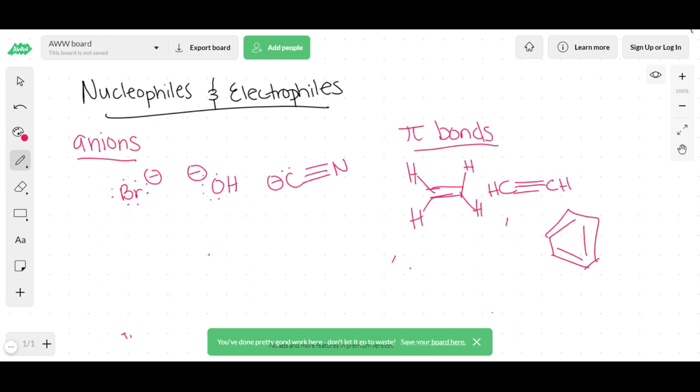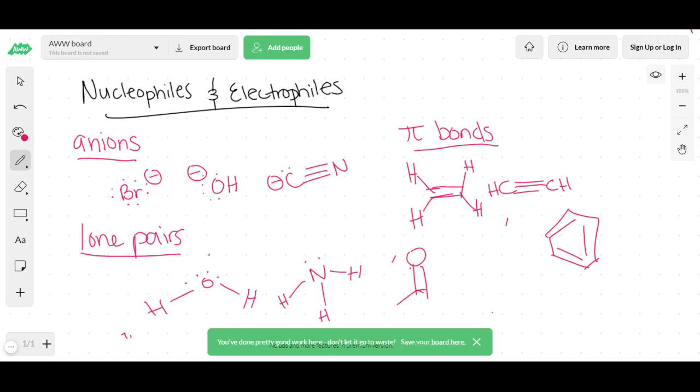Now, the last category I want to go through for nucleophiles are those molecules with lone pairs, but not necessarily a negative charge. So that would be something like water, something like amine or amide. These lone pairs are really what's giving them that nucleophilicity.